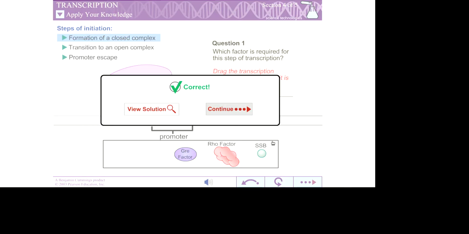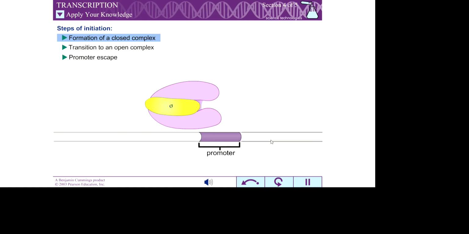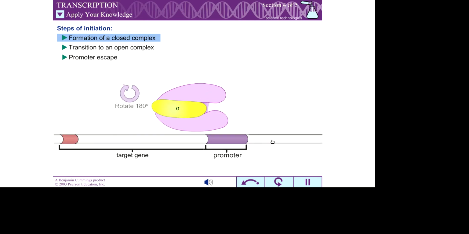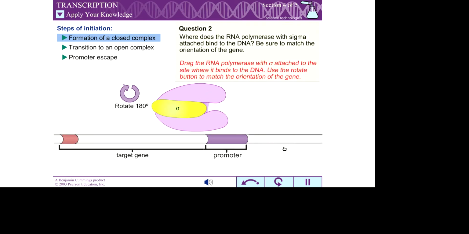Correct. Question 2. Where does the RNA polymerase with sigma attached bind to the DNA? Be sure to match the orientation of the gene.